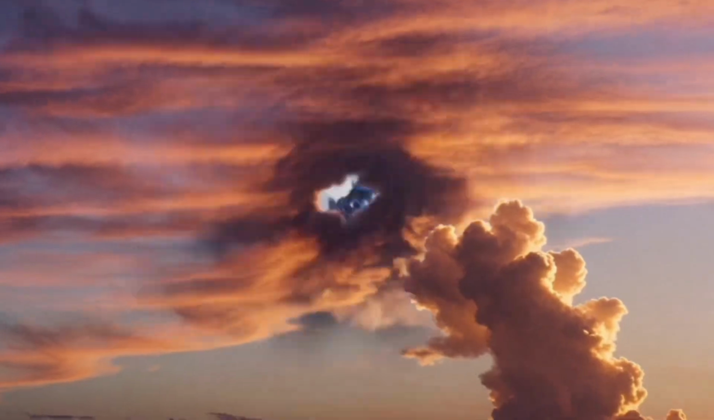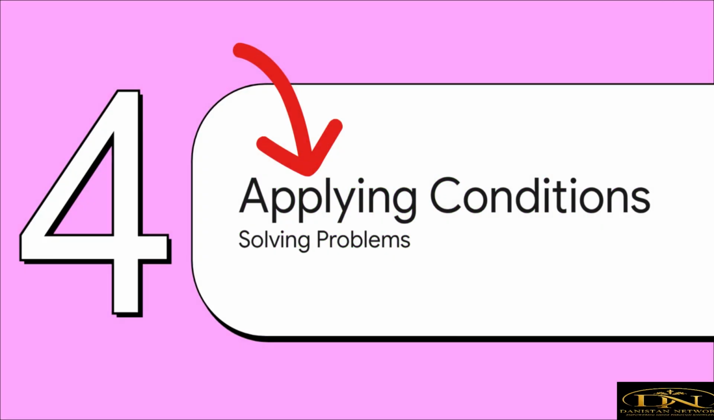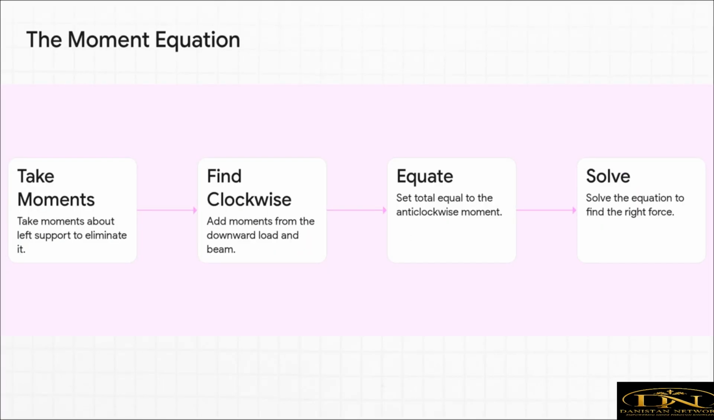Moving forward to Section 4, applying both conditions, solving complex problems. Okay, let's put our equations to the test with a classic standard A-level worked example. We're going to break down a typical beam problem. Imagine a 6-Newton uniform beam, 2 meters long, resting on 2 supports, 1 at each end. Let's call them R1 and R2. Now plop a heavy 10-Newton load near the left side, just 0.5 meters from support R1. Our job is to find the reaction forces at both of those supports.